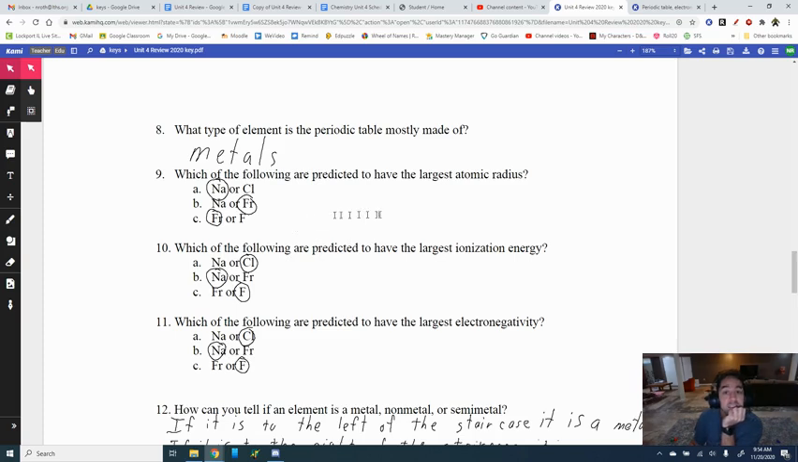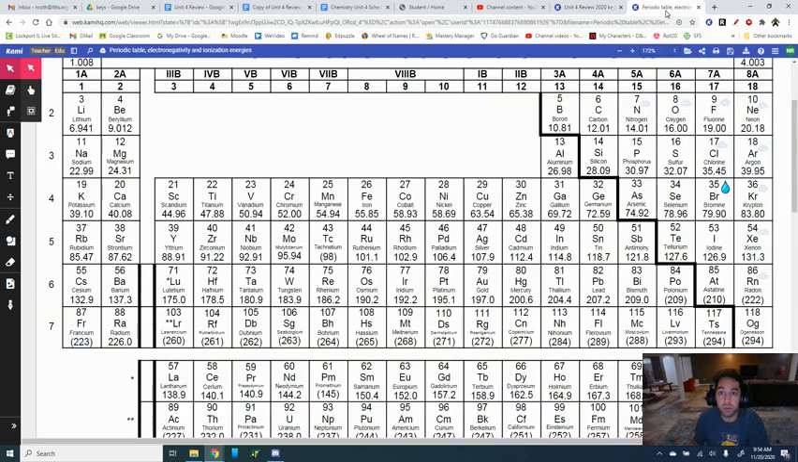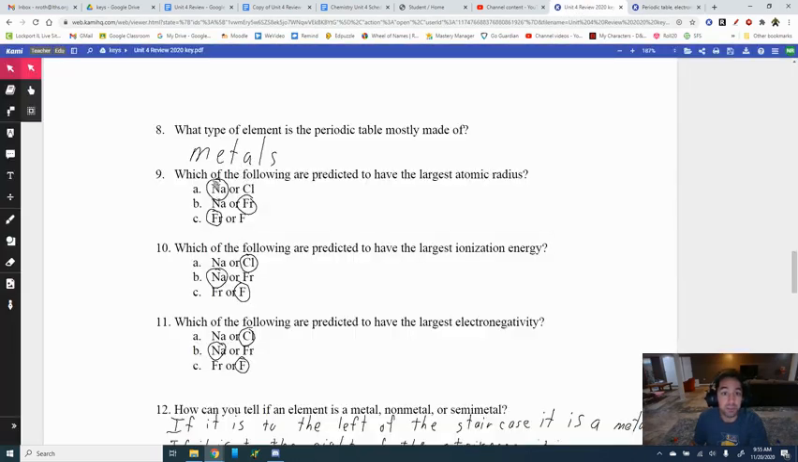Okay, which of the following are predicted to have the largest atomic radius? So from here, you look at where their position is on the periodic table. So we're looking between Na and Cl. So here's Na right here. Here is Cl right here. So Cl is further to the right of the periodic table. So that means Cl will have a smaller atomic radius and Na will have a bigger atomic radius. Okay. So that's why we have Na circled here.